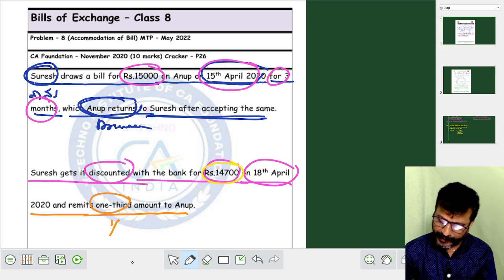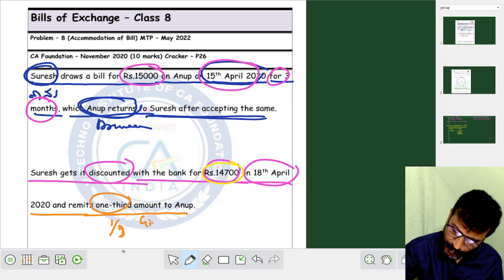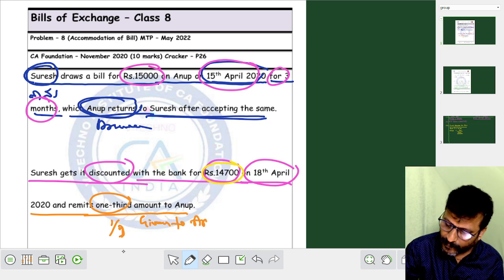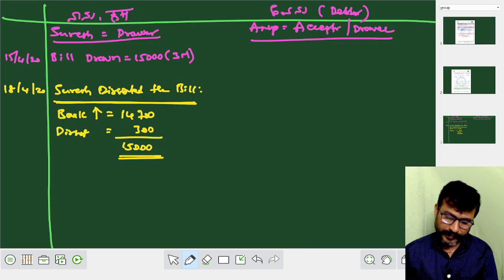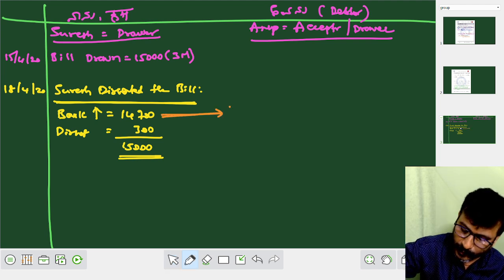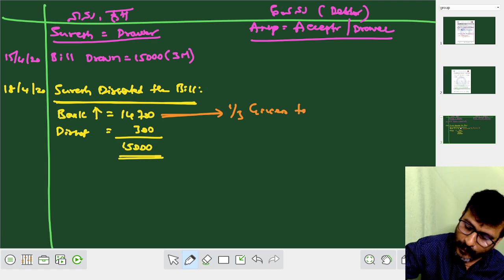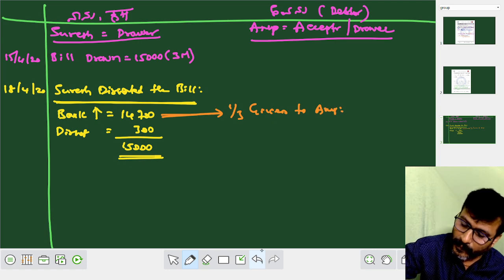How much is remitted to Anup? 1/3 is remitted to Anup. Remitted to Anup means given to Anup. How much is given to Anup? 1/3 is given to Anup. Fine. Let me write here. One-third given to Anup.